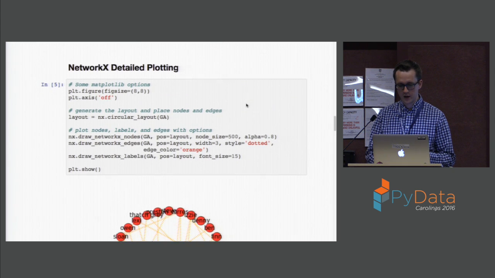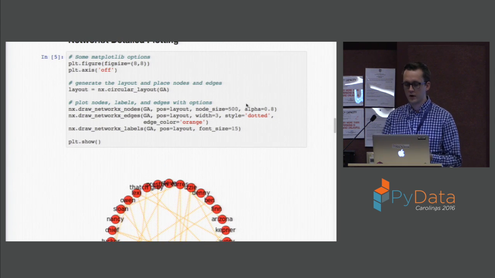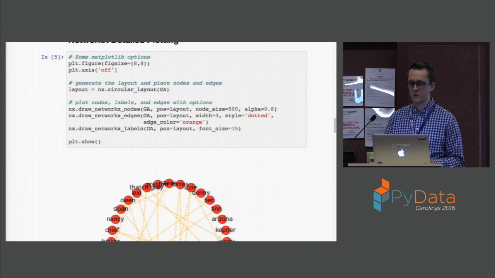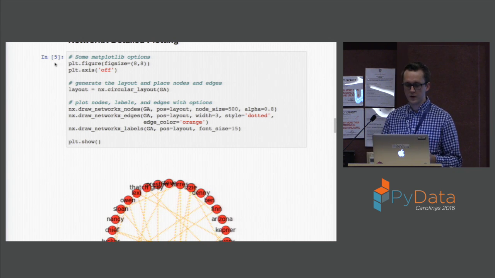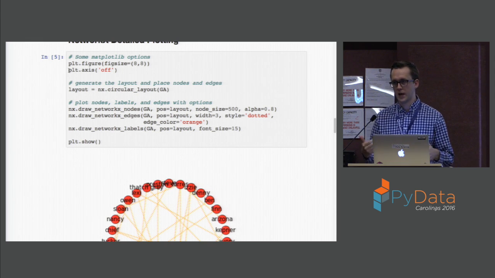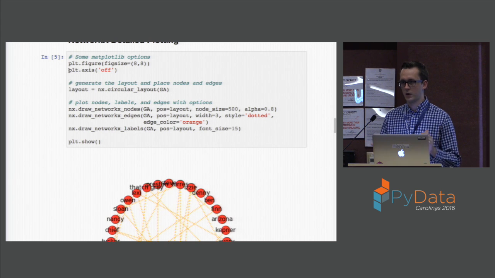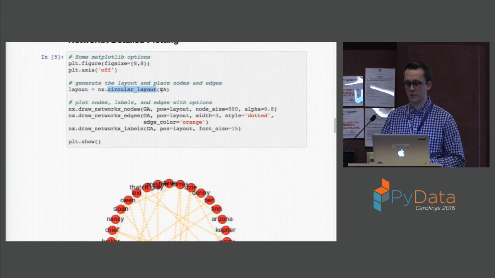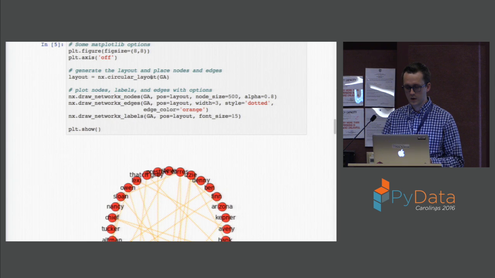Okay, so detailed plotting, got a big chunk of code here. These are some matplotlib options, so we're just going to increase the size of our figure. We're going to turn the axis off. When you begin to use matplotlib, it automatically adds an axis on there, but we don't actually care about what the XY coordinates of the nodes are. We're going to save the layout as this layout variable. So what we're going to do is apply a circular layout. So we're going to call that circular layout method on our Gray's Anatomy graph object. And that's important because we need to pass that to the rest of our functions here.